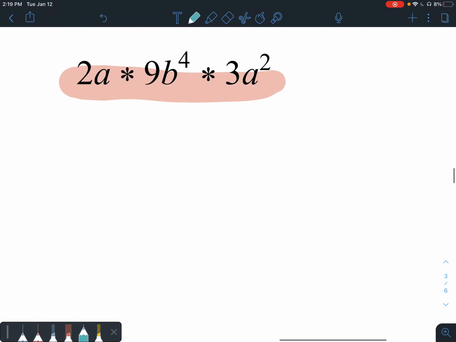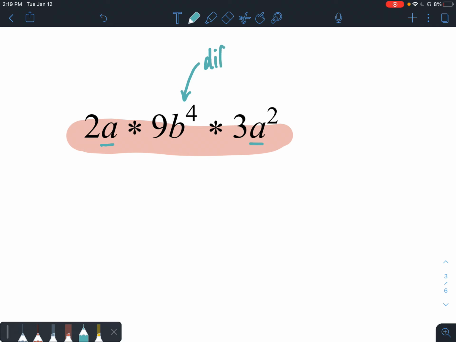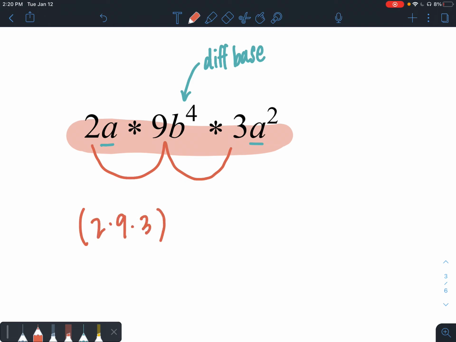Okay, let's look at this x one here. All right, you'll notice that here and here we have the same base, but this one is different. Let me actually write it above here. We've got a different base, so we can't combine them. So I'm just going to multiply my coefficients together. So I'm going to do 2 times 9 times 3. And then I'll also do a times a squared times b to the 4th.